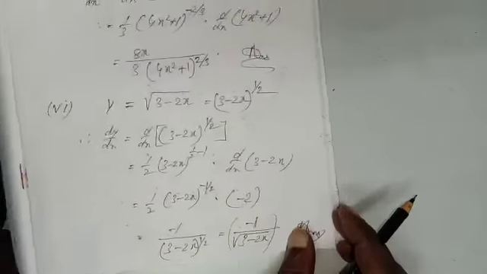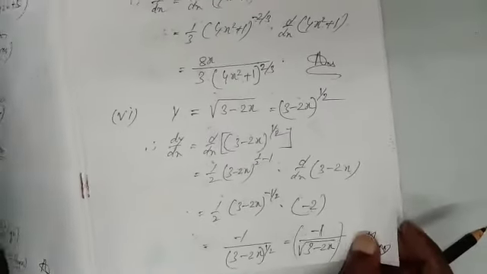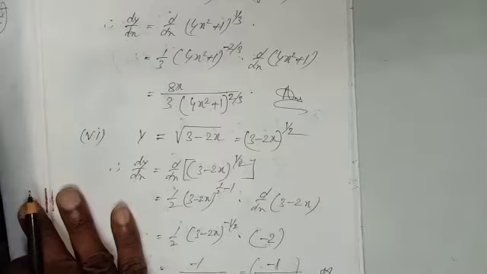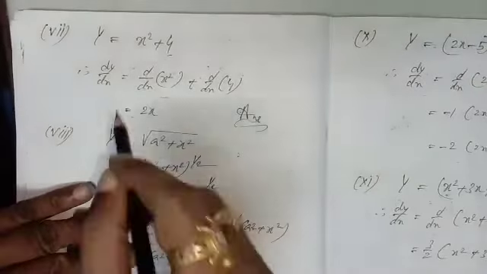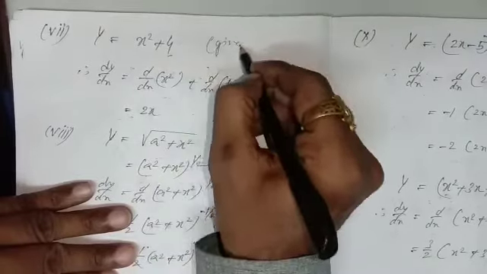Okay, initial few questions today are completed. It is derivative of composite function. Next you see one more question. Let's see. Next question, that is 7th part. y is equal to x square plus 4, it is given and you have to find out dy by dx.